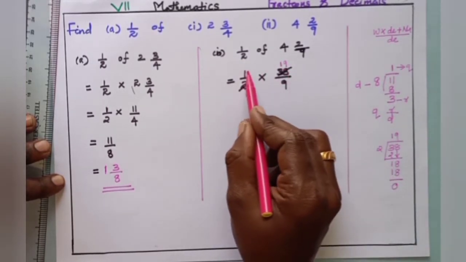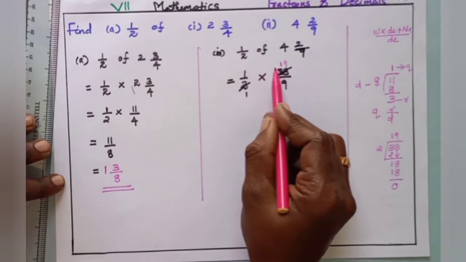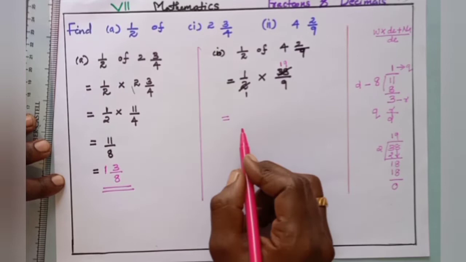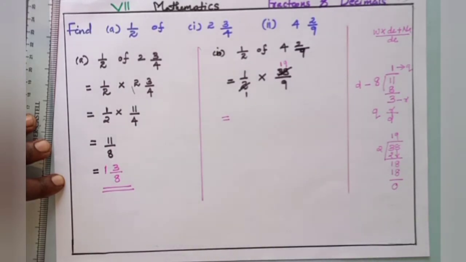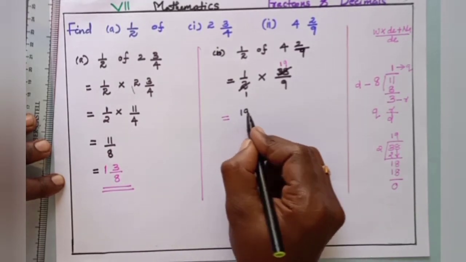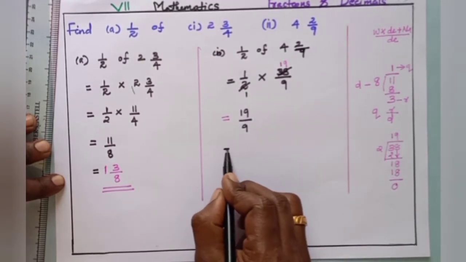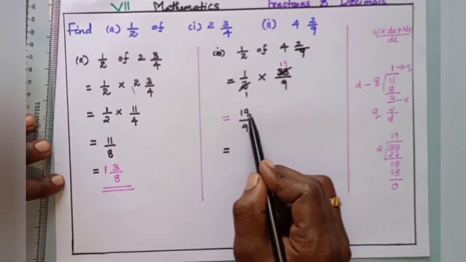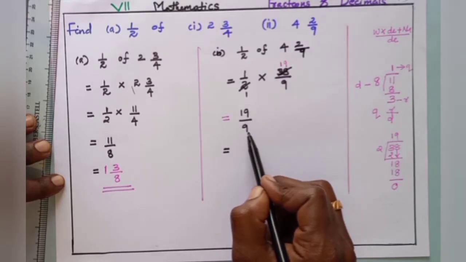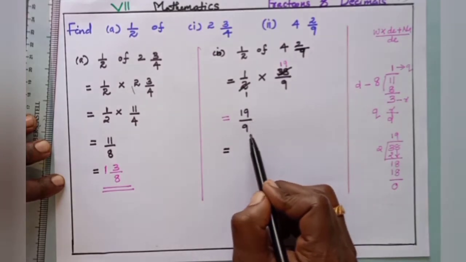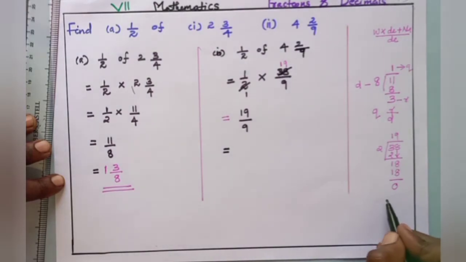Then take the product of the numerator. 1 into 19 is 19, and the denominator 1 into 9 is 9. See here also, the numerator is greater than the denominator, an improper fraction, so change it into a mixed fraction.